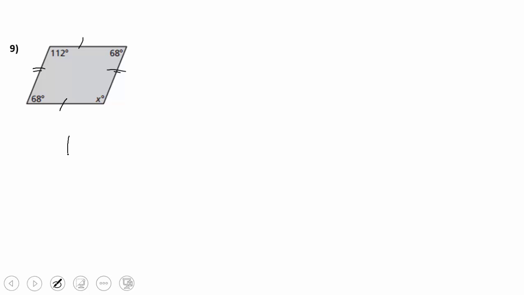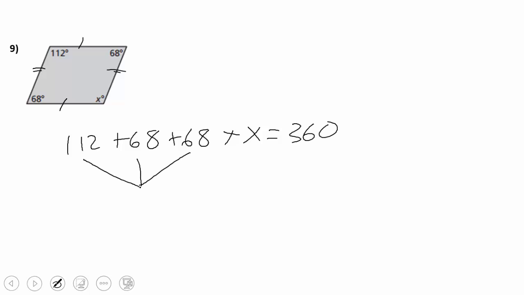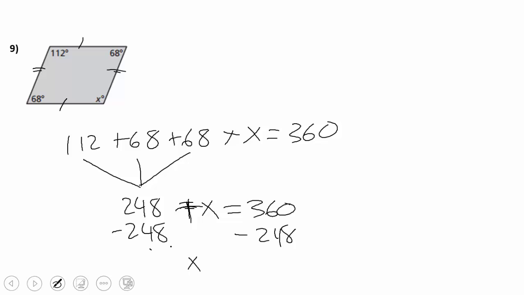Not all parallelograms are rhombuses, but all rhombuses are parallelograms. Let's just add these angles, 112 plus the 268 and plus the x. That is equal to 360. Simplifying the equation by combining like terms, you get 248 plus x is equal to 360. Subtracting the 248, x, in fact, is equal to 112 degrees. So yes, opposite angles are the same, so most likely that is a rhombus.